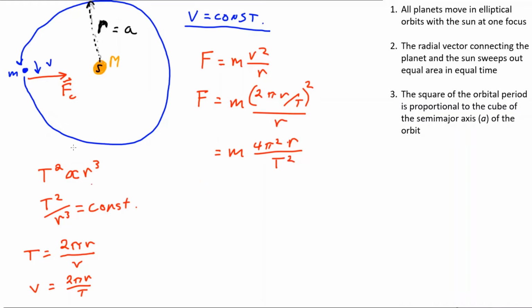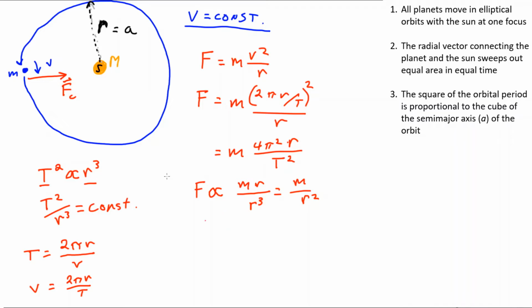Okay, but now we know that T squared is always proportional to r cubed. As we change r, the period of this orbit will change proportional to r cubed. So we can't say exactly what this force is equal to, but we can say that this force is proportional to, well, it's still going to be proportional to the mass of the planet. We can ignore this 4 pi squared because that's just a constant. We're just talking about proportionality. Times r divided by r cubed. Well, this just equals the mass of the planet over r squared.